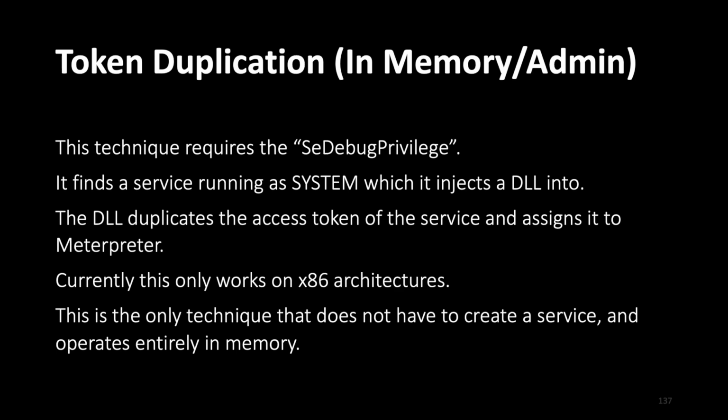The third technique uses token duplication. This technique requires the SE debug privilege. It finds a service running as system which it injects a DLL into. The DLL duplicates the access token of the service and assigns it to Meterpreter. Currently, however, this only works on x86 architectures. However, this is the only technique that does not have to create a service, and it operates entirely in memory, using reflective DLL injection.